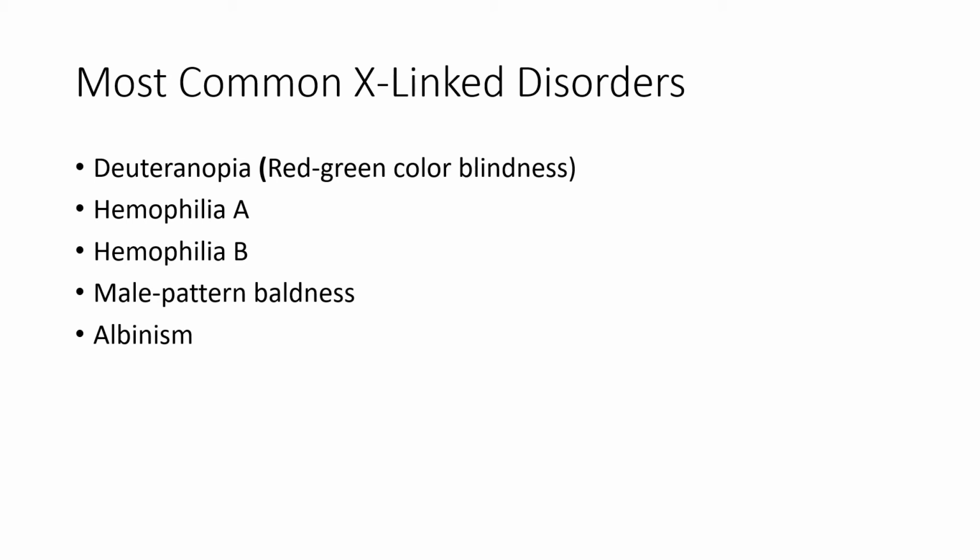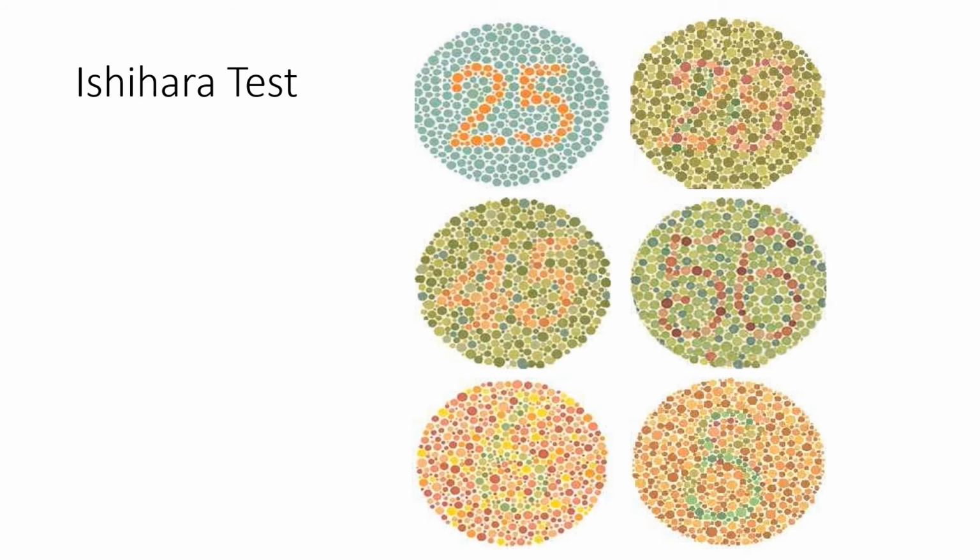So common X-linked disorders, deuteranopia, are red-green color blindness, hemophilia. Basically, if people get cut, they tend to bleed profusely. Male pattern baldness and albinism, so albinos is what this is referring to. So this is called the Ishihara test, and I kind of want to do this in class. So we'll just watch this for now, and then we'll be good.